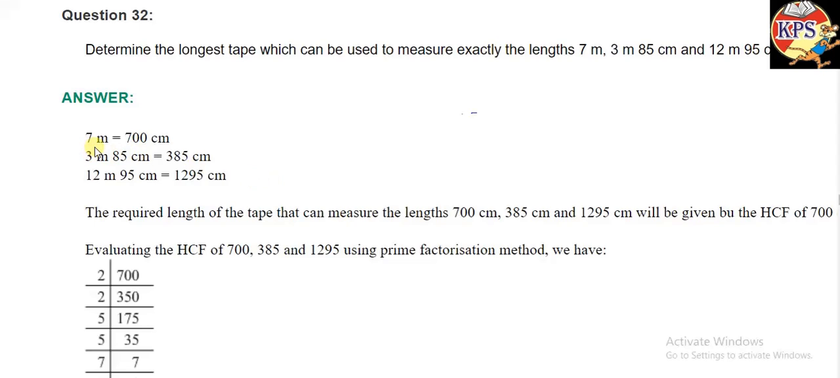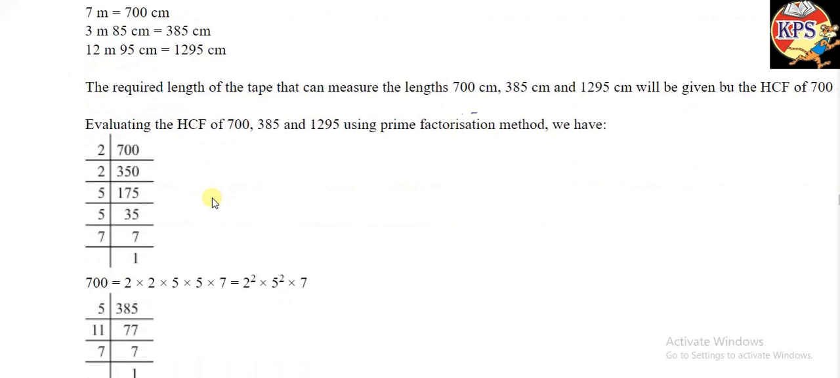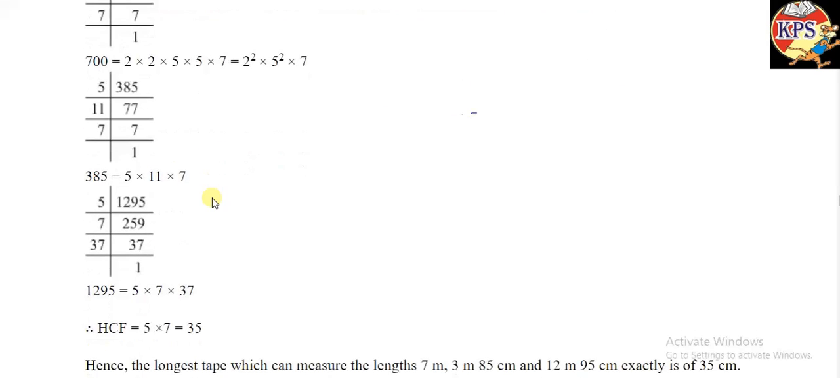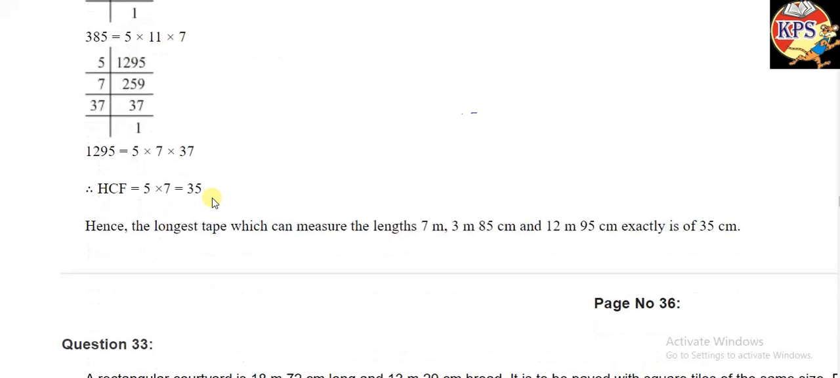In this question 7 meter is given, so you have to convert it into centimeter. Here 3 meter and 85 centimeter is given, and you have to convert all the numbers into centimeters. After converting all the numbers into centimeters, you have to find the HCF as I have already told you, and after finding the HCF you can write the answer.